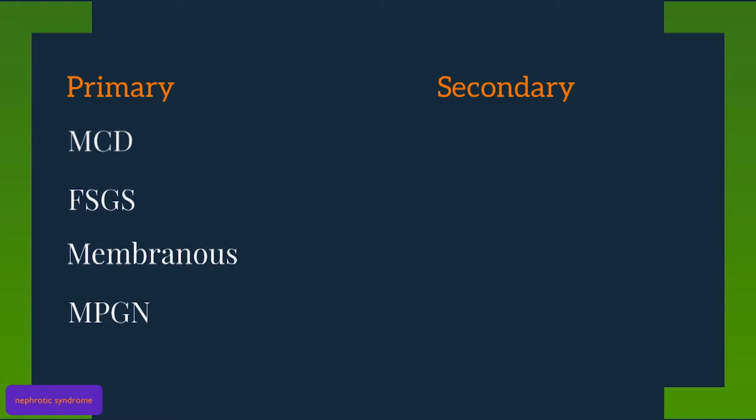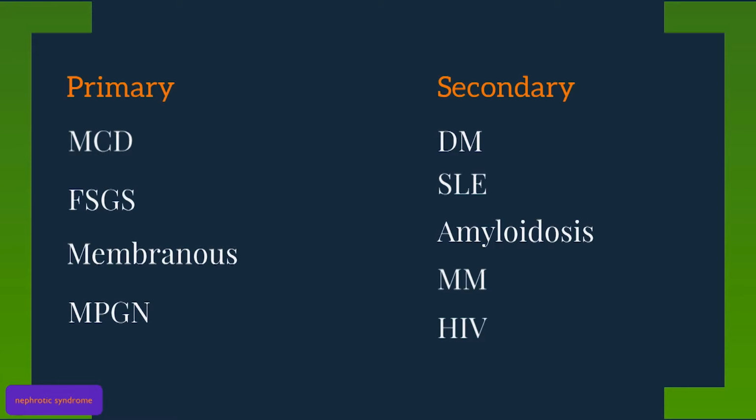So to reiterate, if a patient presents with nephrotic syndrome and a kidney biopsy is done, one of these four diagnoses will be the answer. The only clinical question now is: is it primary or is it secondary to something like diabetes, lupus, amyloidosis, multiple myeloma, HIV, or sickle cell disease? Now let's dig a little deeper into each individual cause.